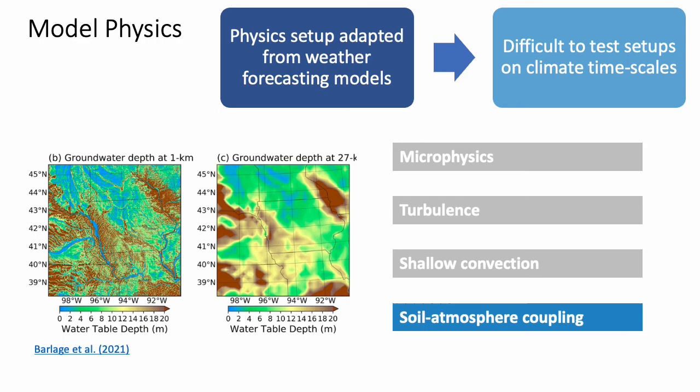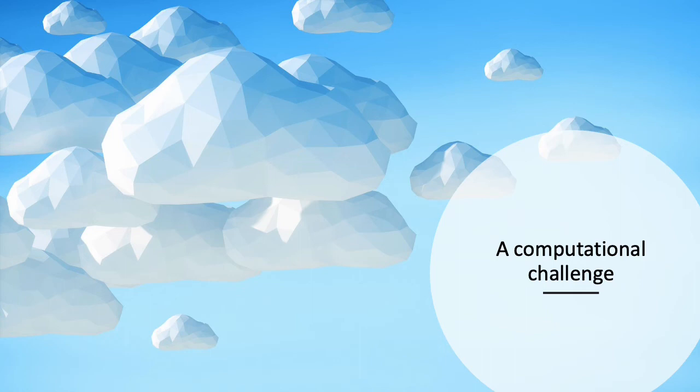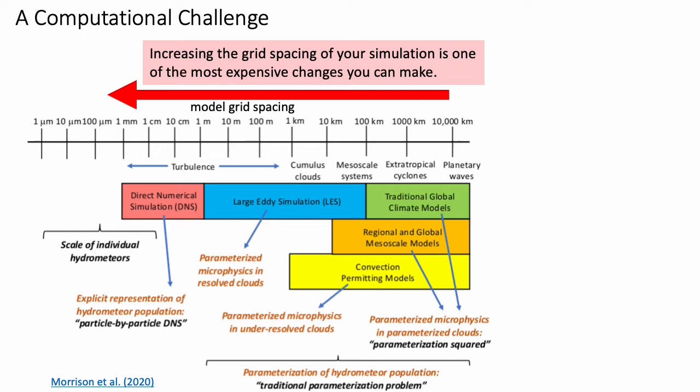So I have a few more points. The last one I wanted to talk about is computational challenges. So coming back to this figure that I showed you before from Morrison et al. 2020, which illustrates this point really nicely. One of the most expensive things you can change in your model setup is the grid spacing. So if you increase your grid spacing by a factor of 2, you increase the computational costs of your simulations by approximately a factor of 10.